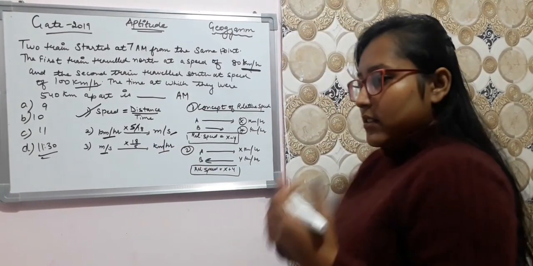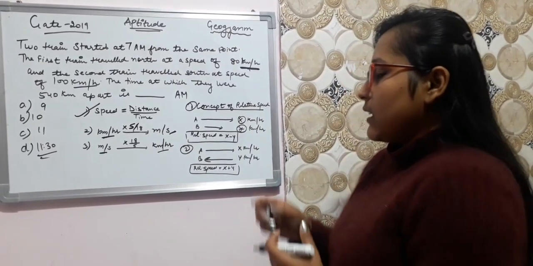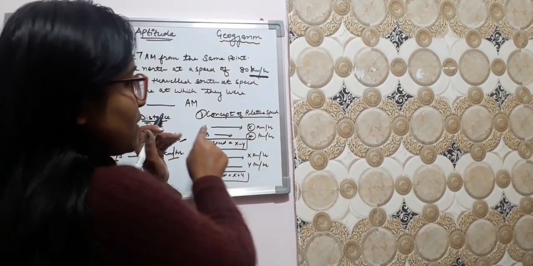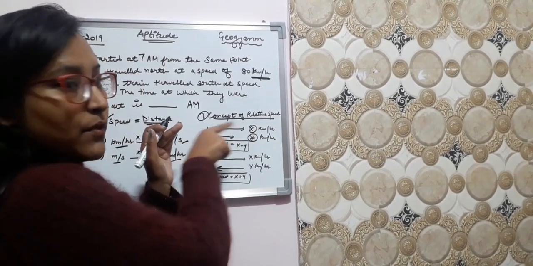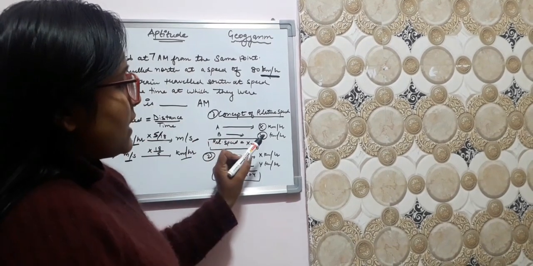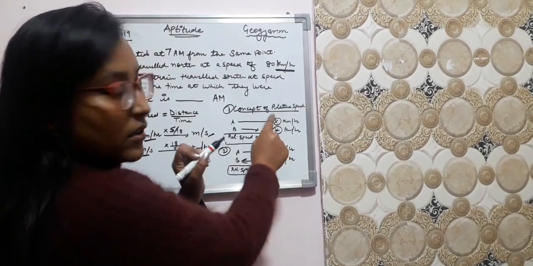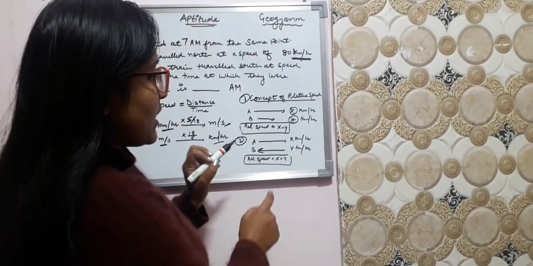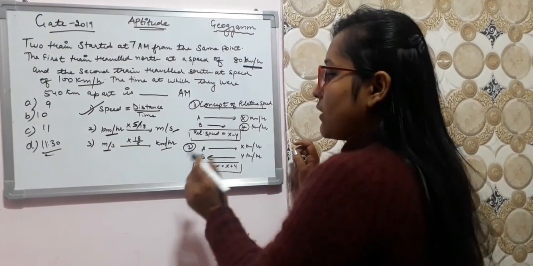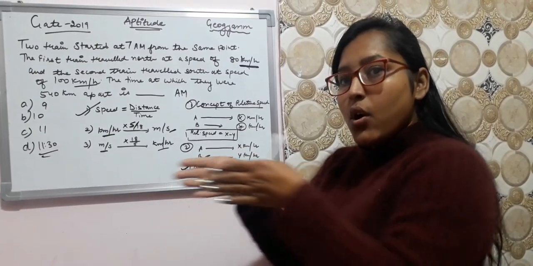Okay. And the other concept is related to relative speed. If two trains are moving in the same direction, so this train A is moving in this direction, and B is also moving in this direction, with speed x kilometer per hour for A and y kilometer per hour for B, then for finding the relative speed, we will subtract both of them. Okay. And if one train moves in this direction and the other train moves in the opposite direction, then for calculating relative speed, we will add both of them.